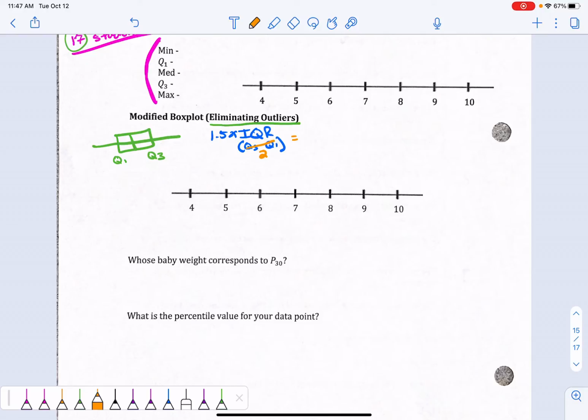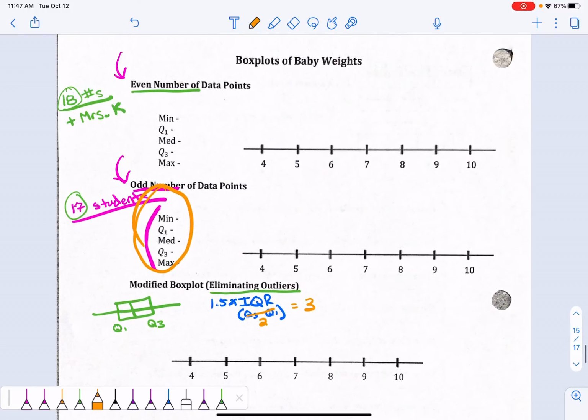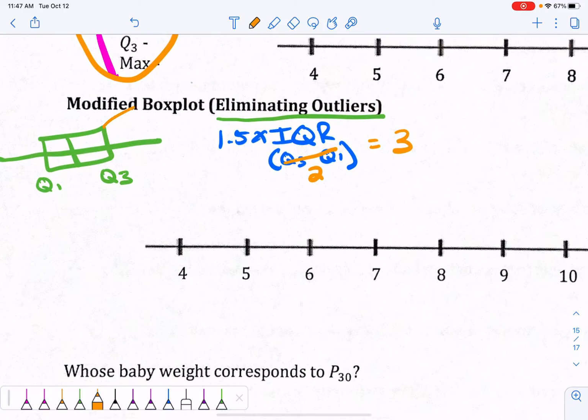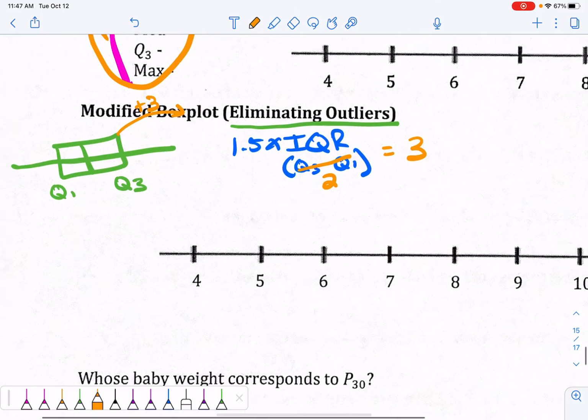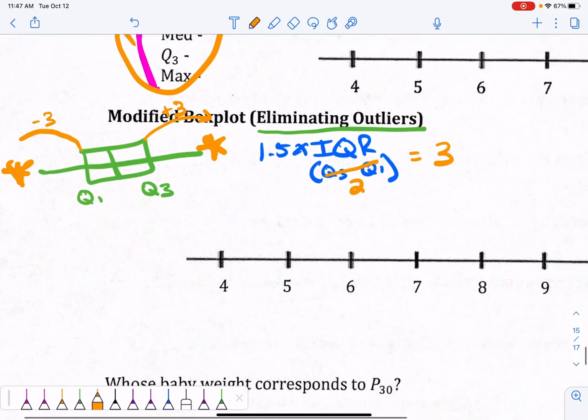Okay, so 1.5 times your 2 would end up being 3. So what you're going to do is whatever you get for your 17 students here, we're not using this data, we're using the data without me, you're going to take and add 3 onto your Q3, and you're going to subtract 3 from your Q1, and anybody who is beyond those points is going to be an outlier, and you're going to delete them out. Okay, you're going to get rid of those outliers.